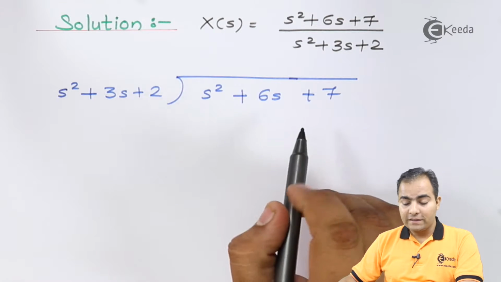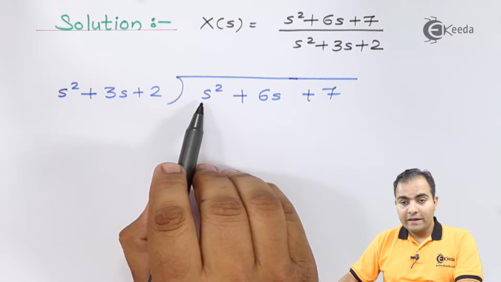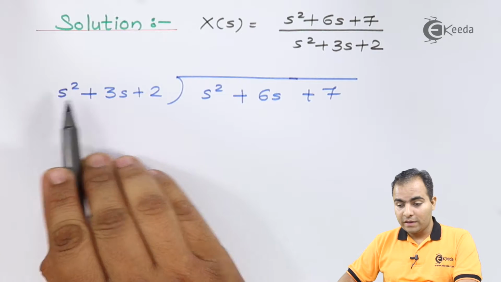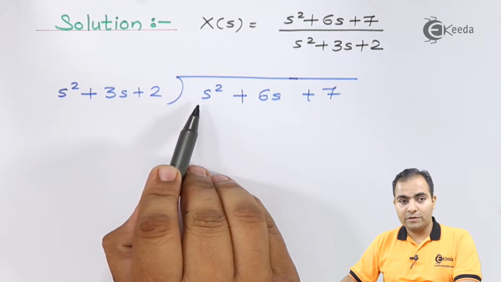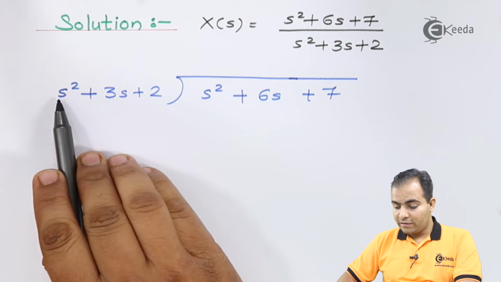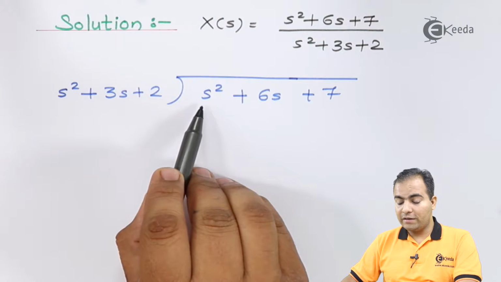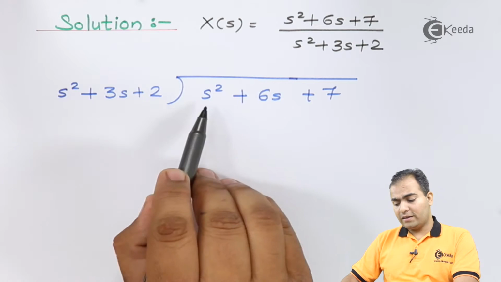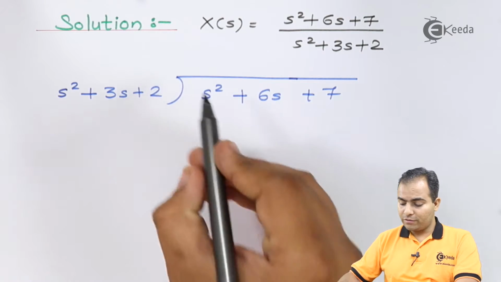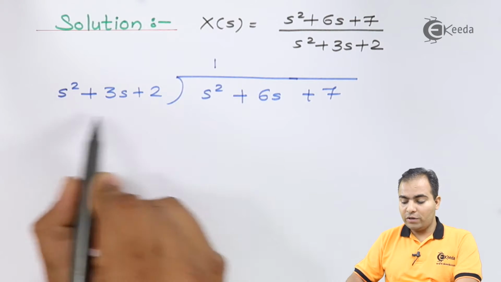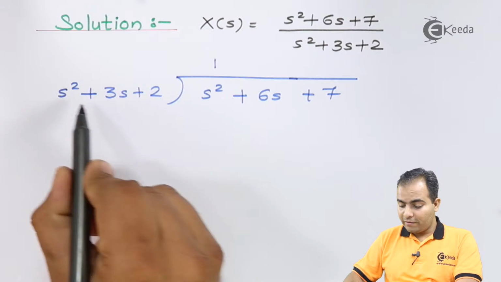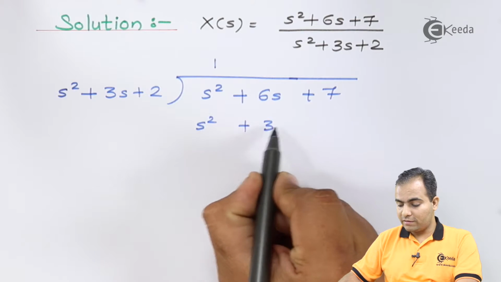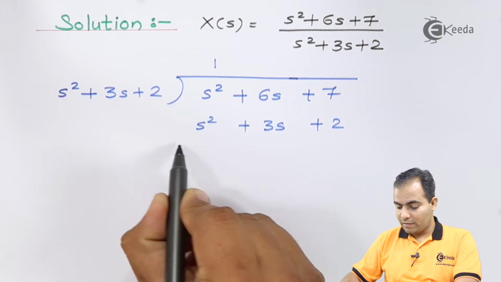Now what is the next step? If we want to divide, the first term of the denominator and the first term of the numerator are much more important. Here the first term of the denominator is s square, and the first term of the numerator is s square, which means if we multiply s square by 1, then we get the s square value. So simply multiply this whole expression by 1. After multiplying by 1, what you will get? s square plus 3s plus 2.